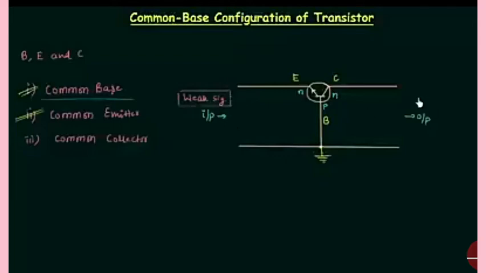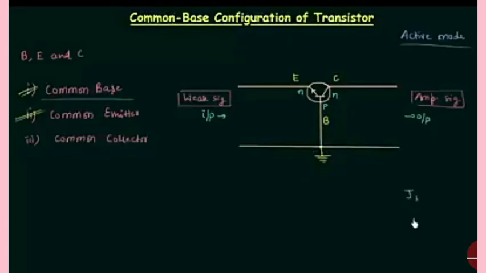I am calling this side the input side and this side the output side because a weak signal is introduced on this side and we have an amplified signal on this side, and this will happen only when the transistor operates in active mode. So there is amplification of weak signal in active mode.